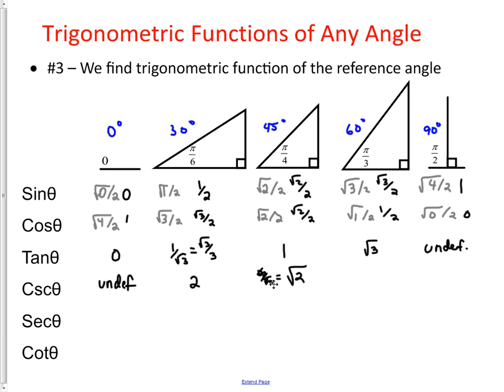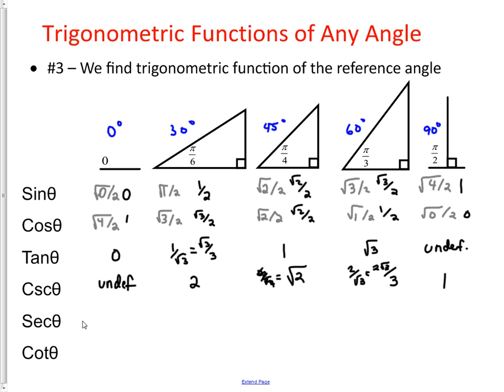So we don't even bother with this. Pi over 3, well, it's the reciprocal of the sine of pi over 3. So we would take 2 over radical 3 and then rationalize the denominator to make that 2 radical 3 over 3. And then finally the reciprocal of 1 is just 1.